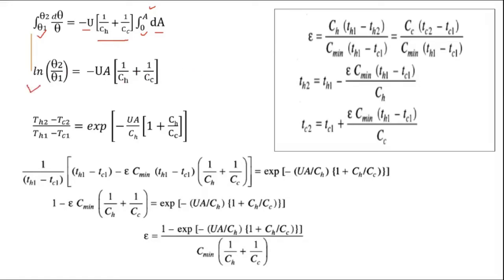Integration gives us ln(theta2/theta1) = -UA(1/CH + 1/CC). Any doubt till this part now? Yes, no? No, sir.